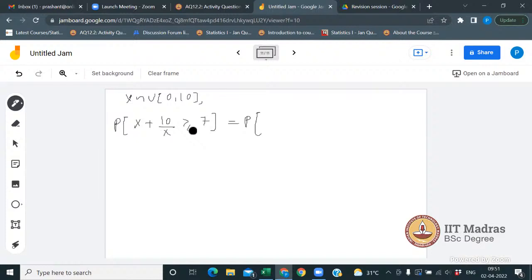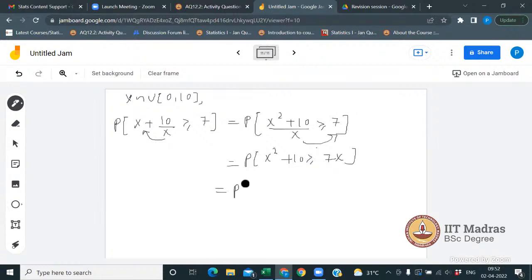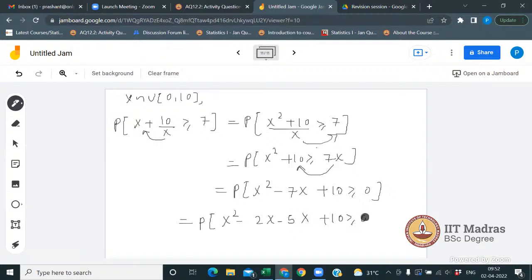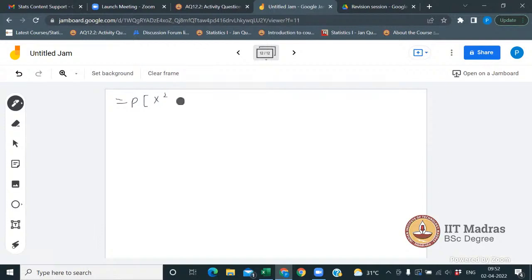So can I write this one, x square plus 10 whole divided by x greater or equal to 7? Yes, sir. Just multiplied by this. Okay? So can I write x square plus 10 greater or equal to 7 times x? Yes, sir. Okay. Now, can I write this as x square minus 7 times x plus 10 greater or equal to 0? This quantity, yes, okay? Now, just factorize this. Can I write this as x square minus 2x minus 5x plus 10 greater or equal to 0?